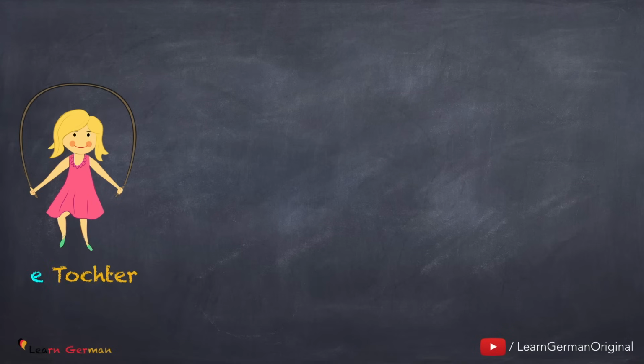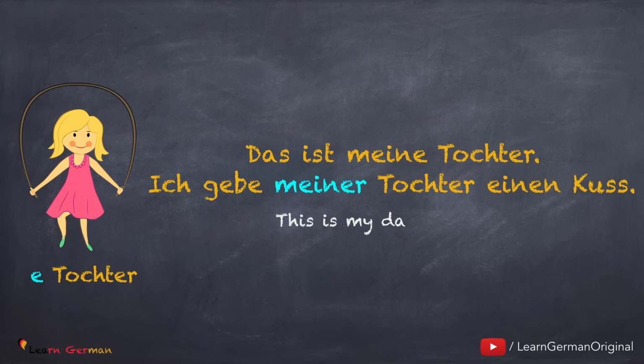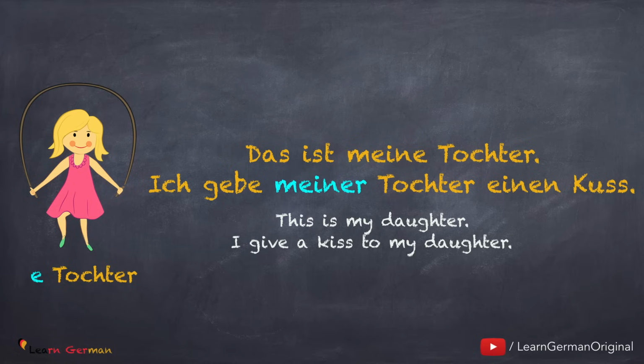Let's look at the next sentence. Das ist meine Tochter. Ich gebe meiner Tochter einen Kuss. Since the article for Tochter is die, in dative, meine changes to meiner. We'll be summarizing all the articles at the end of the chapter.